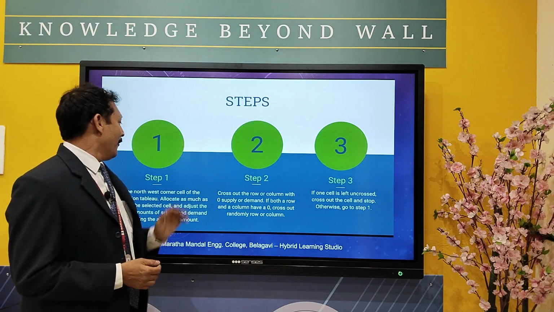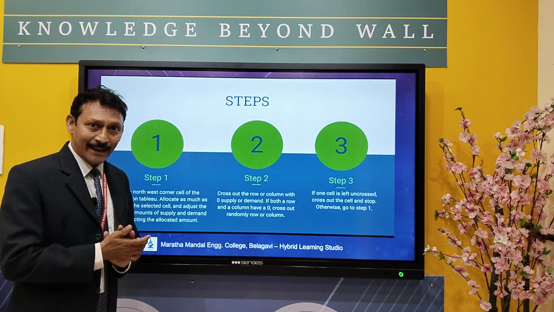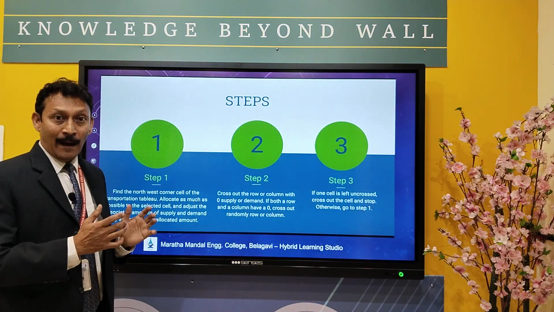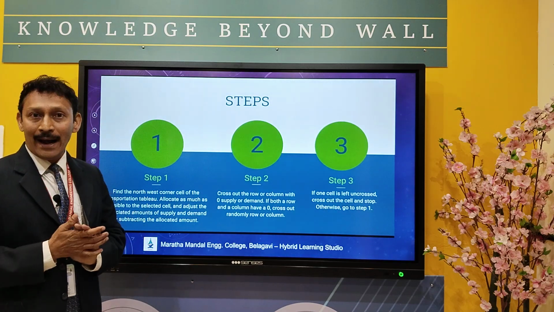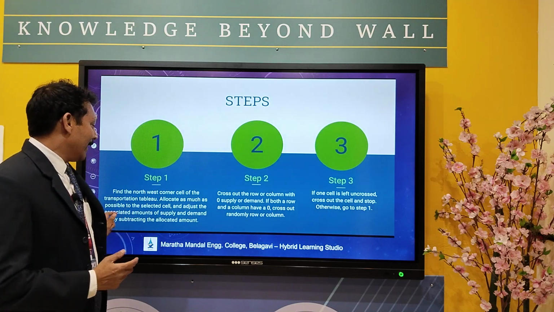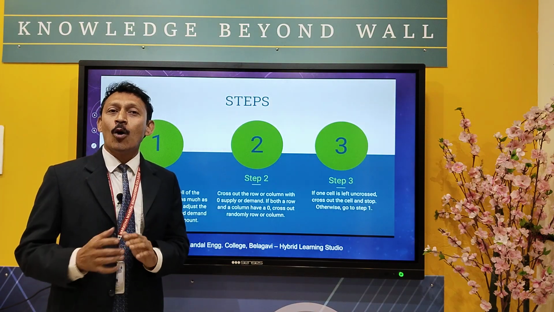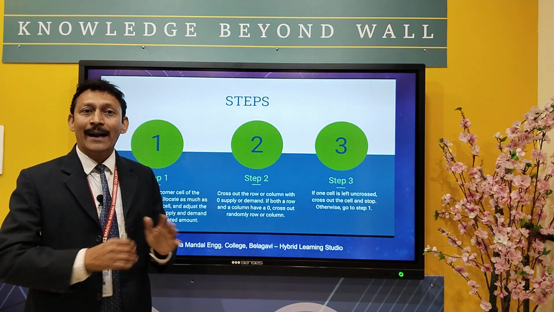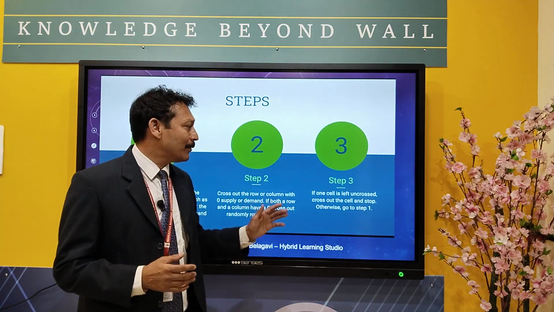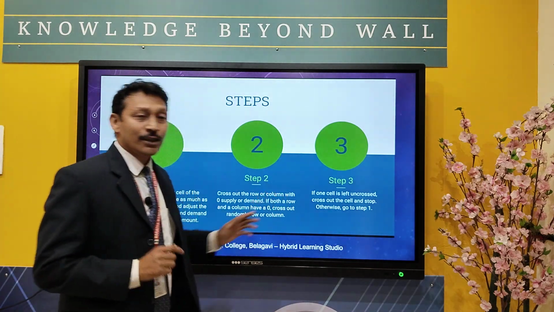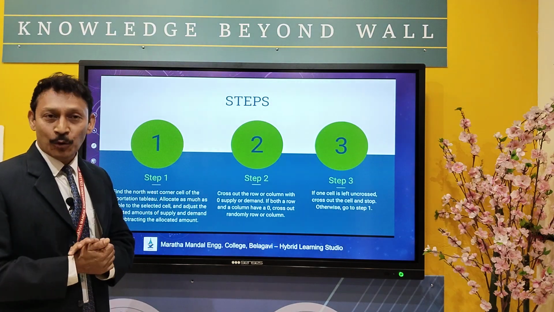There are three steps. First step, find the northwest corner of the transportation matrix, and allocate as much as possible in that cell by adjusting the supply and demand, subtracting the allocation. Next step, cross out the particular row or column when the supply or demand of that row or column is 0. Step 3: if one cell is left uncrossed, cross it out and stop, otherwise go to the next step. Like that, there are three simple steps.